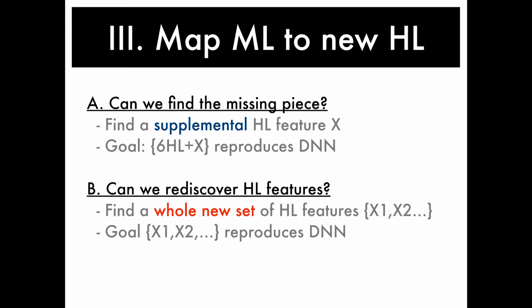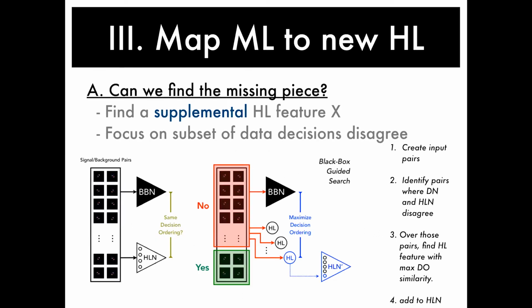So we tried the first one first, finding a supplemental feature. What we did is we said, we're interested in comparing the performance of our network, the thing on the left here called BVN for black box network, to our network of high-level features, so that's HLN. So we created a bunch of signal background pairs, and we asked, do they make the same decision ordering? Again, not is the value of their output identical, but do they order these pairs the same?